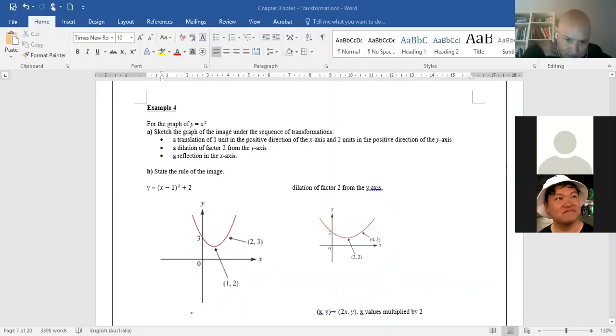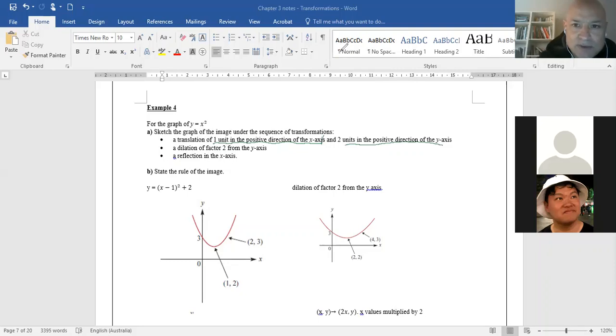Example 4. For the graph of y equals x squared, sketch the graph of the image under the sequence of transformations. Well, we can do the transformations first, and then just sketch that. So let's do it like this. Translation of 1 unit in the positive direction of the x-axis and 2 units in the positive direction of the y-axis. I should have done this first, but anyway, we're going to do it like this.